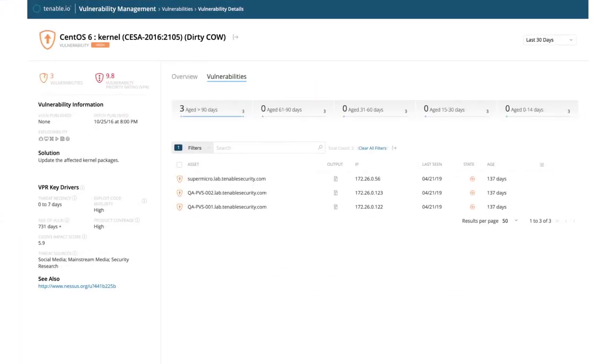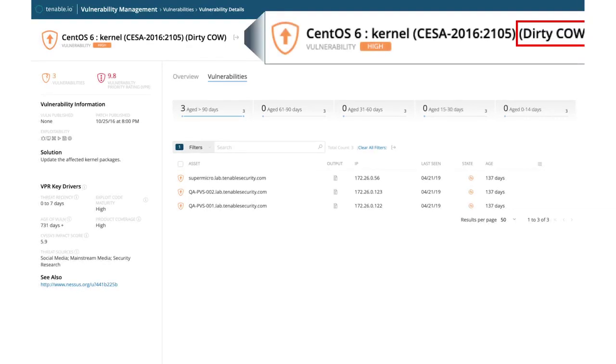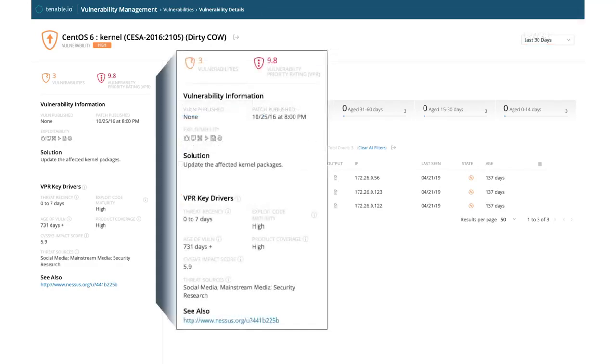This CentOS vuln is a very dangerous privilege escalation weakness in the Linux kernel. It was so dangerous, in fact, that it was given the name Dirty Cow, which is still wreaking havoc in the industry. Taking a look at the vulnerability information yields tremendous insights.